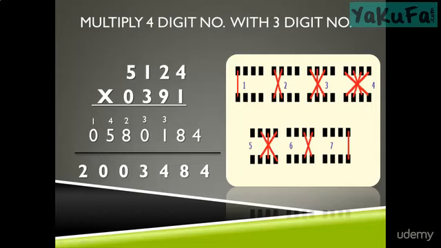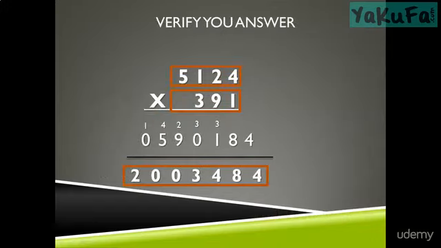Now we come to the next part of this lecture, that is how you will verify your answer. There is a very simple technique for this. We will add the digits of the question and the answer. Just look at how I am doing it. We add 5 plus 1 plus 2 plus 4, and again add 1 plus 2 is 3. For the next line, 3 plus 9 is 12 plus 1 is 13, and adding again, 3 plus 1 is 4.